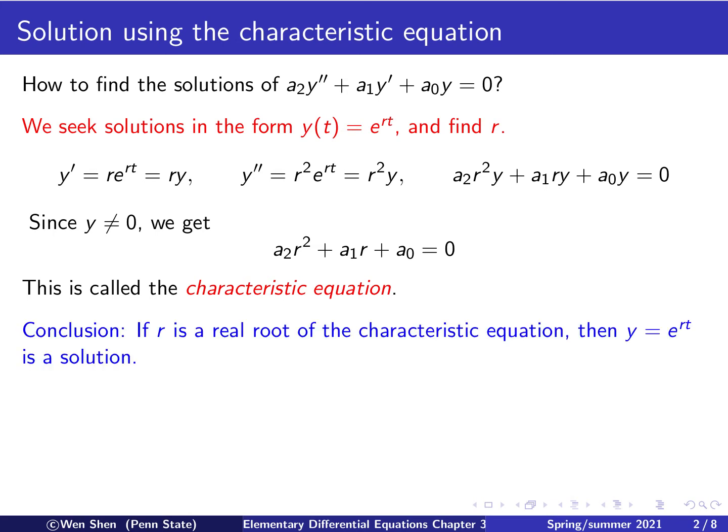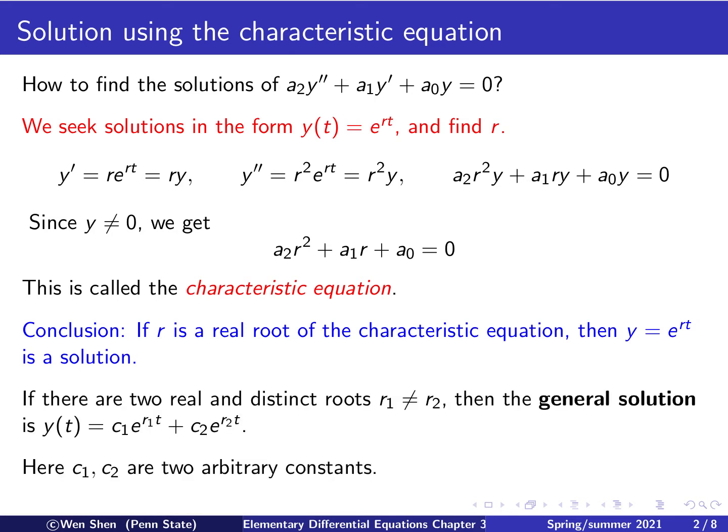Now, looking at the characteristic equation, we see that it's a quadratic polynomial in r, and it doesn't necessarily always have a real root. But from the discussion, we can conclude this so far: if r is a real root of the characteristic equation that we managed to find, then we know y equal to e to the rt is a solution.